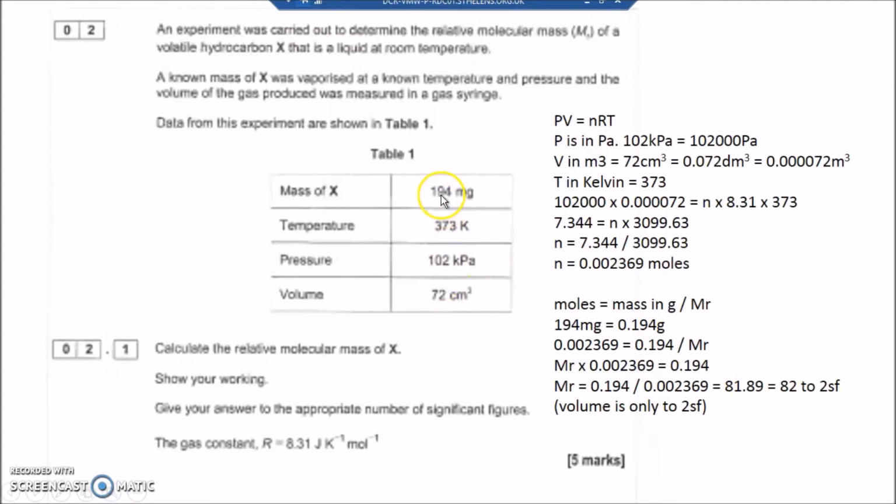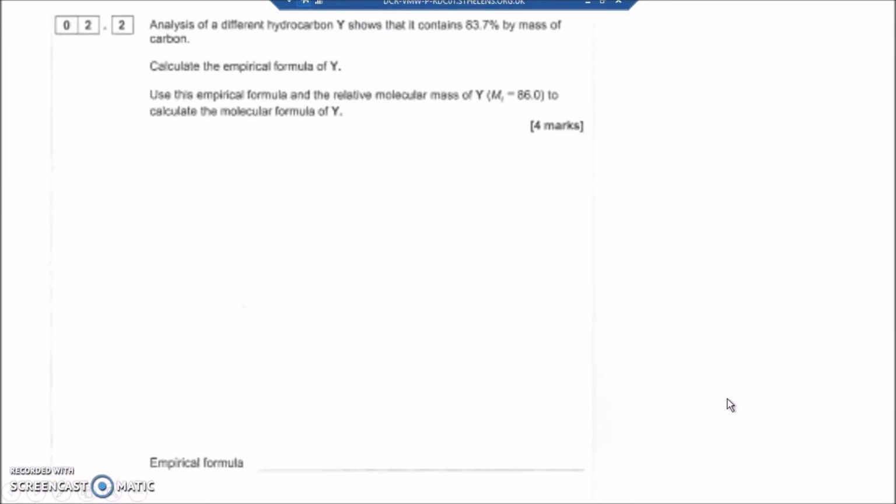Why two significant figures? Because I've got three significant figures, three significant figures, three significant figures, but the volume, 72, is only to two significant figures. So I find my data with the lowest number of significant figures. Everything's to three significant figures apart from the volume, which is only to two, and therefore I've got to go to two significant figures, the number of significant figures of my lowest piece of data in the question. So I'm going to round this up to 82. 82 is the MR to two significant figures.